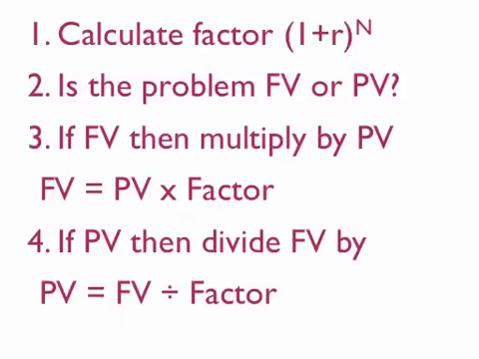These are the essential formulas that you need to understand for the basic finance chapter. Remember, the steps are pretty straightforward. We calculate the factor. You'll be given the r and the n, and then ask yourself, is this problem future value or present value? If it's future value, then we multiply the present value. So it would be the future value is equal to the present value times the factor that you've calculated. If we're trying to solve for present value, then we divide the future value by the factor. So the present value is equal to the future value divided by the factor.